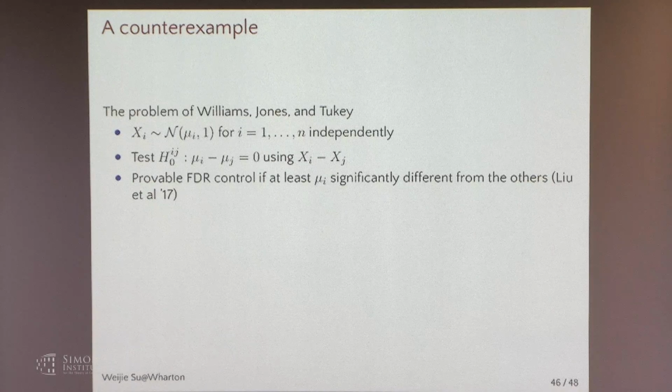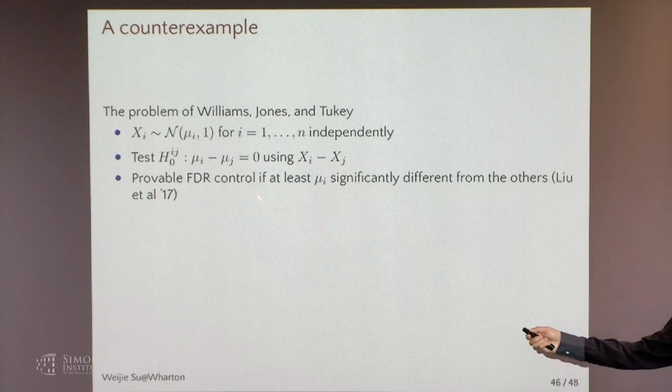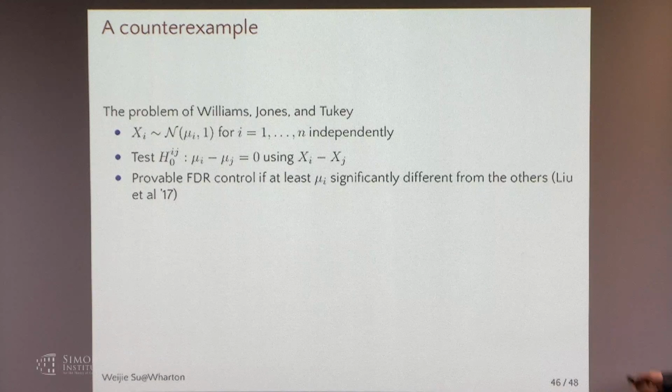A recent paper of Liu et al. showed that FDR is controlled if at least one mean mu i is significantly different from the others. So the question is, if all the mu i are equal, then on the global null, is FDR consistency the case or not? Actually, my original goal was to prove yes. I tried very hard to prove that it really controls FDR in the weak sense. However, I failed.